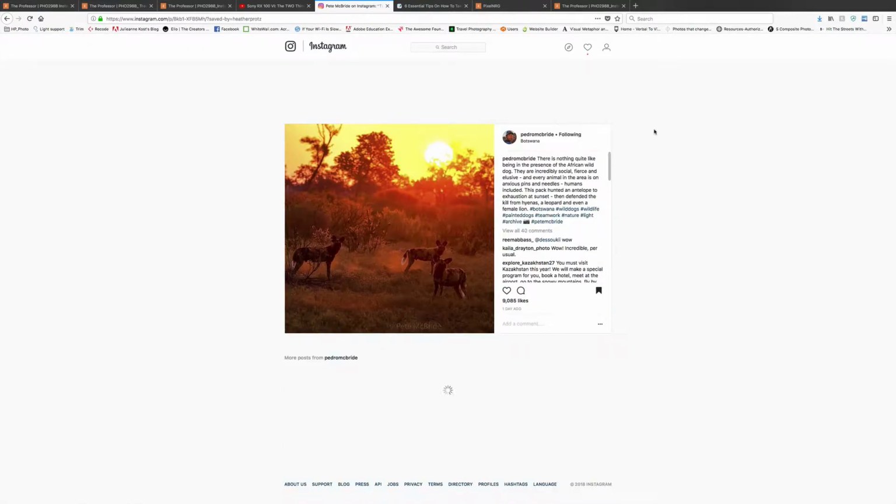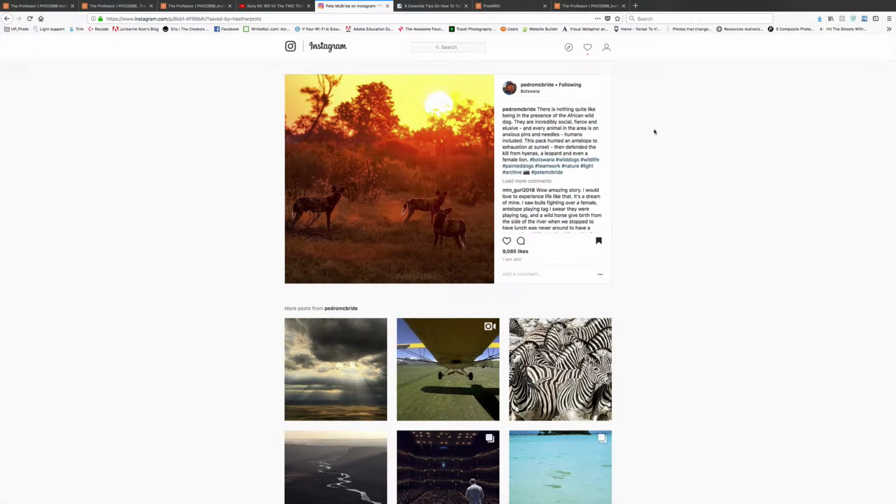Okay, so next up is Pedro McBride. There is nothing quite like being in the presence of the African wild dog. They are incredibly social, fierce, and elusive. And every animal in the area is on anxious pins and needles, humans included. This pack hunted an antelope to exhaustion at sunset, then defended the kill from hyenas, a leopard, and even a female lion. And then he hashtags a variety of things.